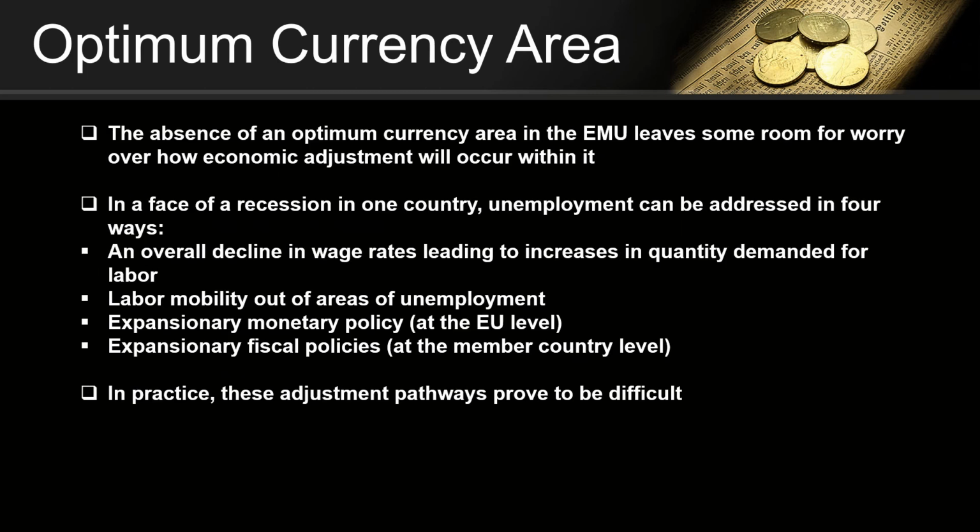The absence of an optimum currency area in the EMU leaves some room for worry about how economic adjustment will occur within it. In the face of a recession in one country, unemployment can be addressed in four ways. First, an overall decline in wage rates leading to increases in the quantity demanded for labor. Second, labor mobility out of the area of unemployment. The third one is expansionary monetary policy at the EU level. The last one is expansionary fiscal policy at the member country level. However, in practice, this adjustment pathway proved to be difficult.